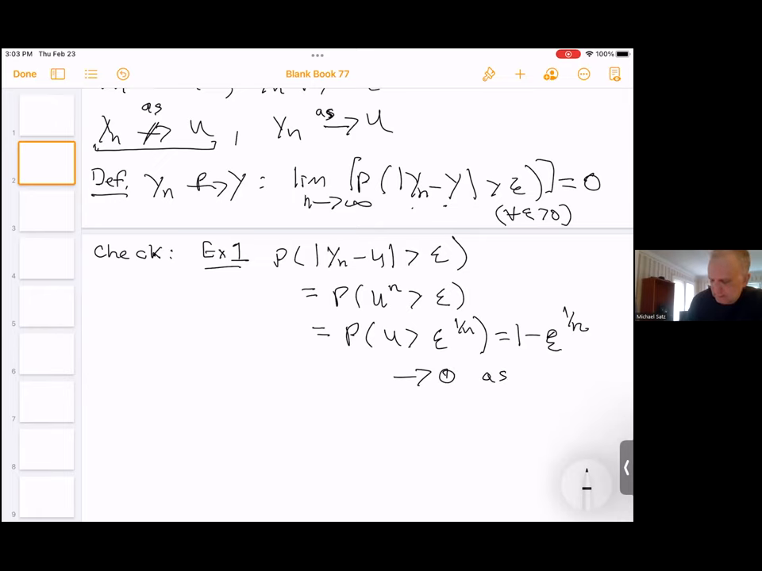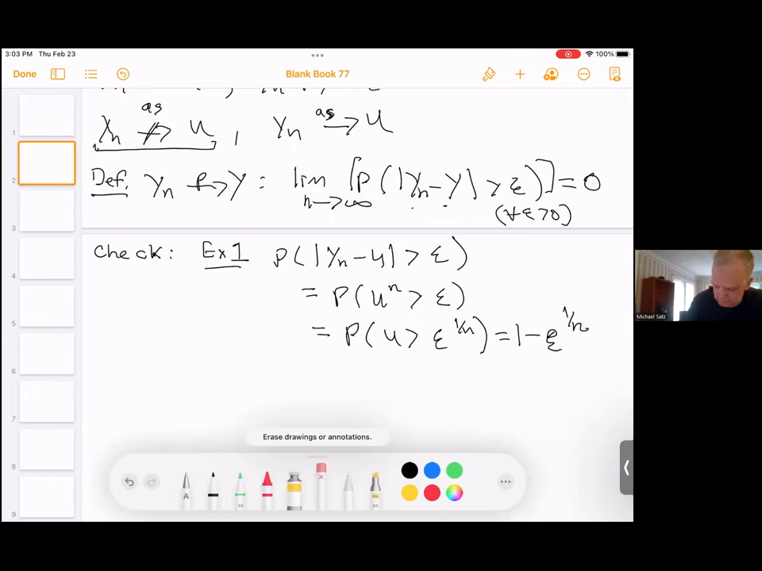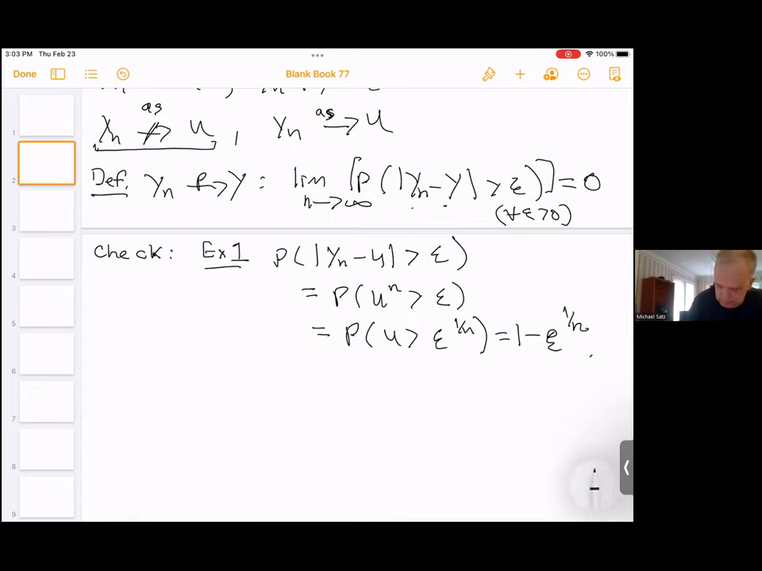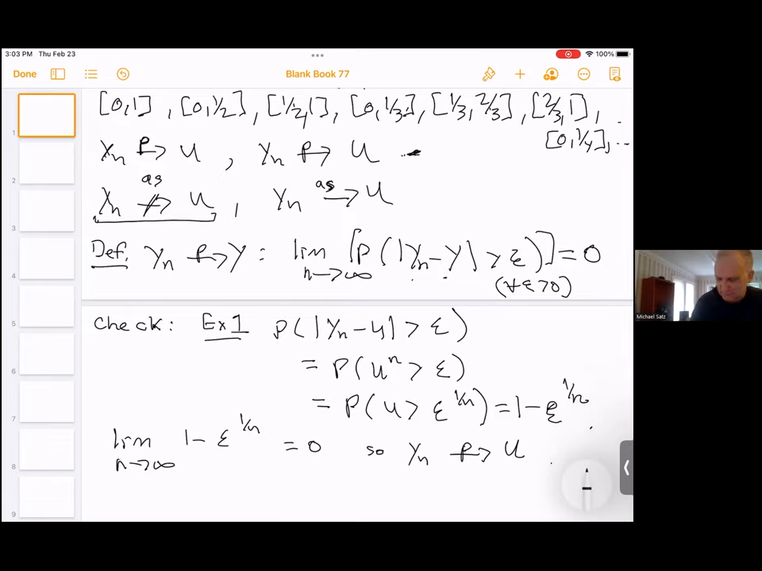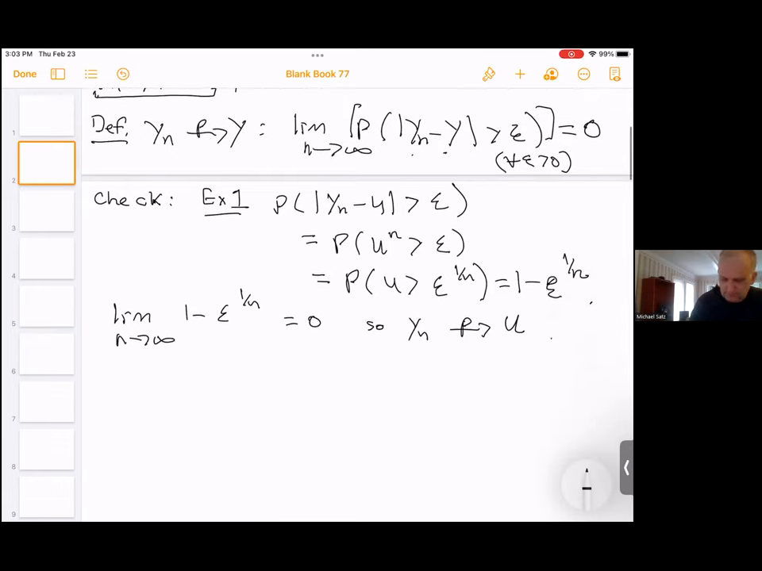Okay, let's write it out. The limit as n goes to infinity of 1 minus epsilon to the 1 over n equals 0. So Yn converges in probability to U. Makes sense? It's two things. It is a little more involved than regular limits, because you have the probability function and then you have sequences inside the thing. So, okay, that's the first one. I think that makes sense.